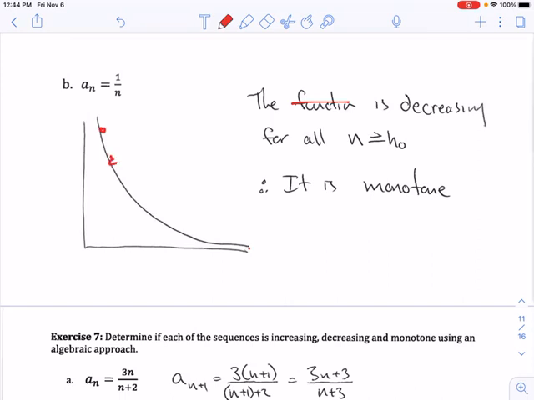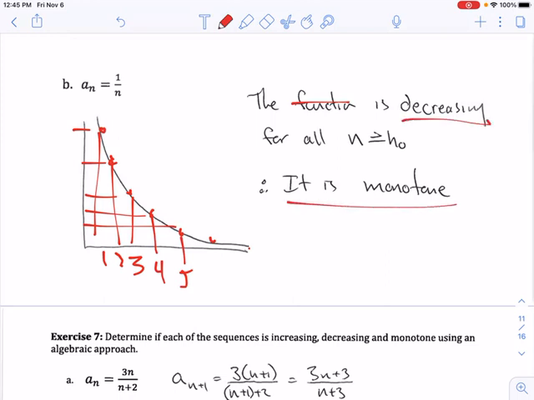And of course, again, we know we have a series of discrete points here, not a continuous line. So if this is for n equals 1, there's our term for n equals 2. Here's our term for n equals 3. There's our term of the sequence for n equals 4. So for every term of the sequence, the term is getting smaller and smaller. If that happens over its entire domain, then it is monotone. It is decreasing and it is monotone.